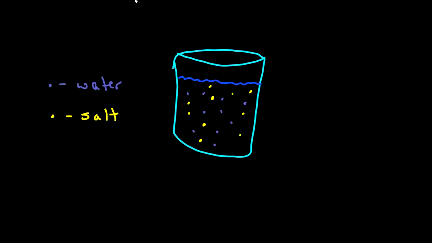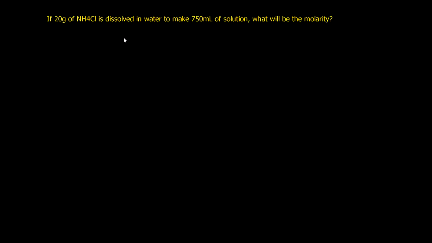But the way you're usually going to see molarity will, of course, be in a problem form. So let's take a look at those. So just like any other chemistry problem, you need to pick out your information and then see what you can do with it. So let's look at the first problem. So if 20 grams of ammonium chloride is dissolved in water to make 750 milliliters of solution, what will be the molarity?